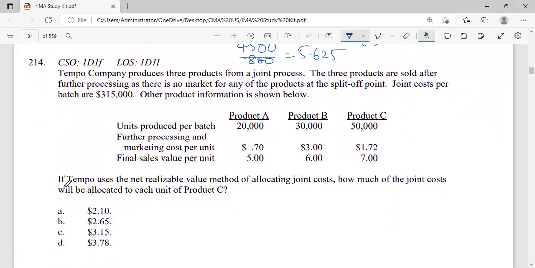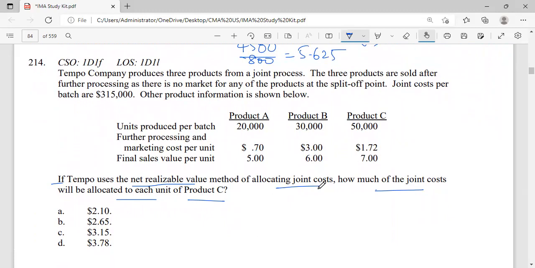Now, if Tempo uses the net realizable value method of allocating joint cost, how much of joint cost will be allocated to each unit of product C? Okay, so kind of a similar question only. If Tempo uses NRV method of allocating joint cost, how much of joint cost will be allocated to each unit of product C?